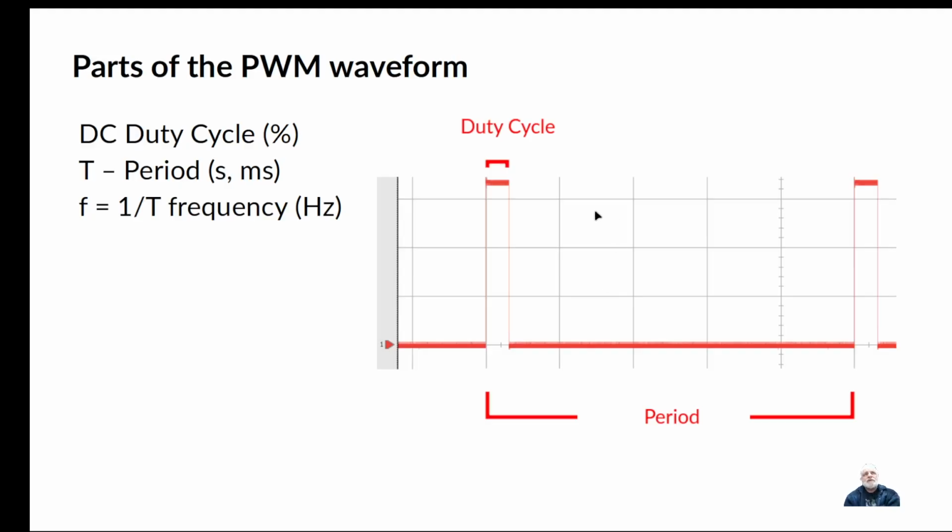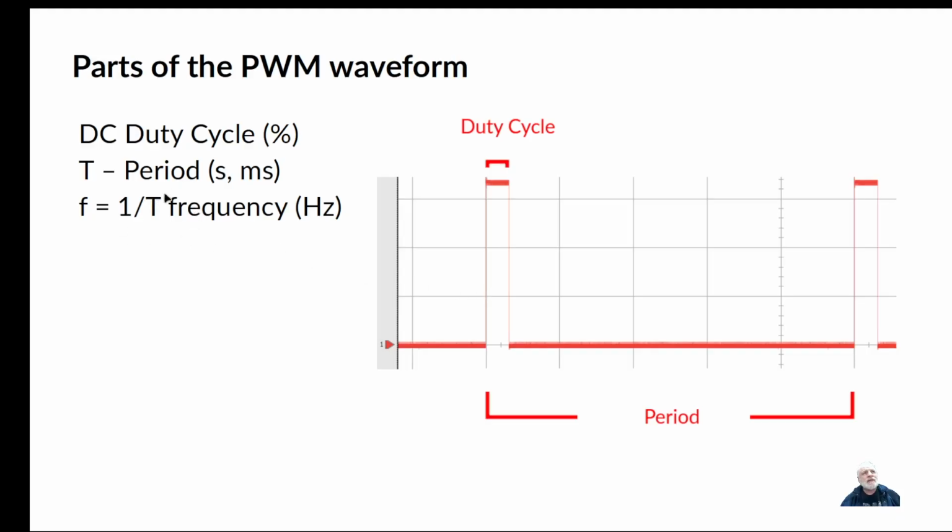So this is a pulse width modulated waveform here. This one is just a simple on or off, but it has what we call a duty cycle. The duty cycle is the amount of time that it is high, and then the period is how often this is repeated. So this may be repeated once every millisecond or once every 2 milliseconds or so on, depending on your setup.